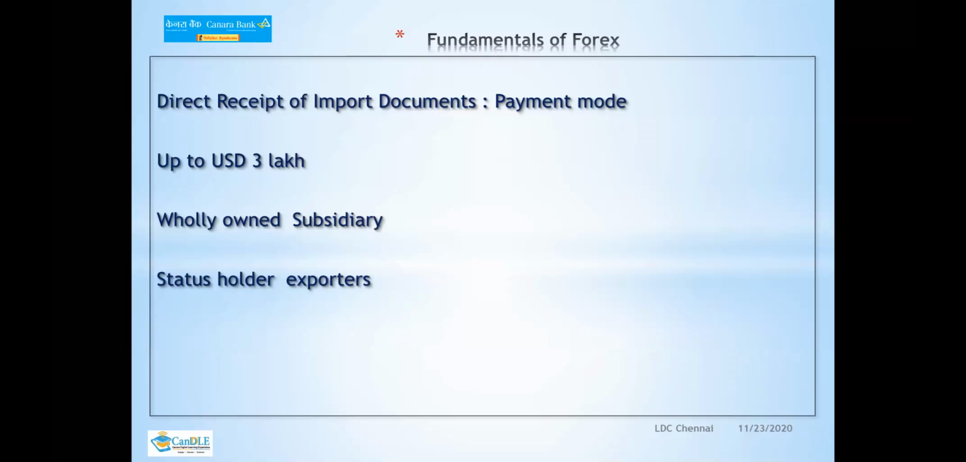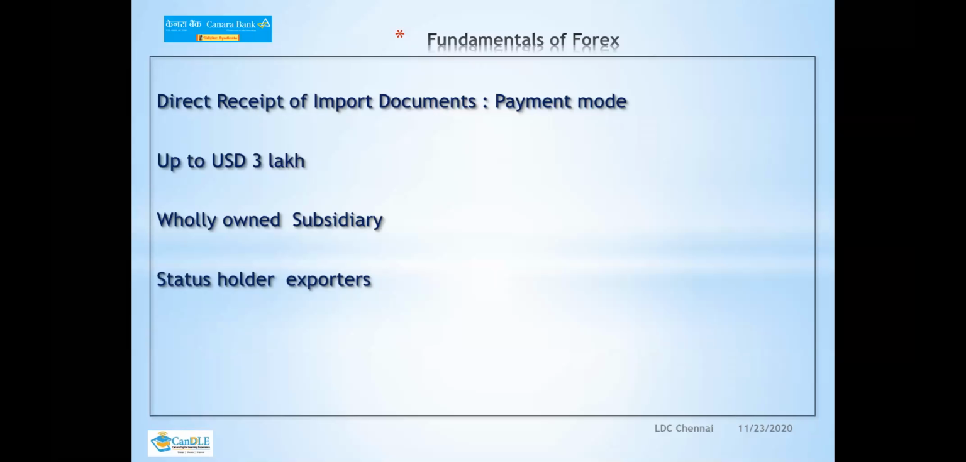Then one more question. Whether import documents have to be received by the bank only, whether I made advance payment or not. In an LC, it anyhow comes to the bank only. In case of non-LC, suppose I imported something, can I receive the documents directly, or do I have to get them through the bank? Normally, any overseas seller will send the documents to the bank only for payment, because nobody will trust overseas buyers.